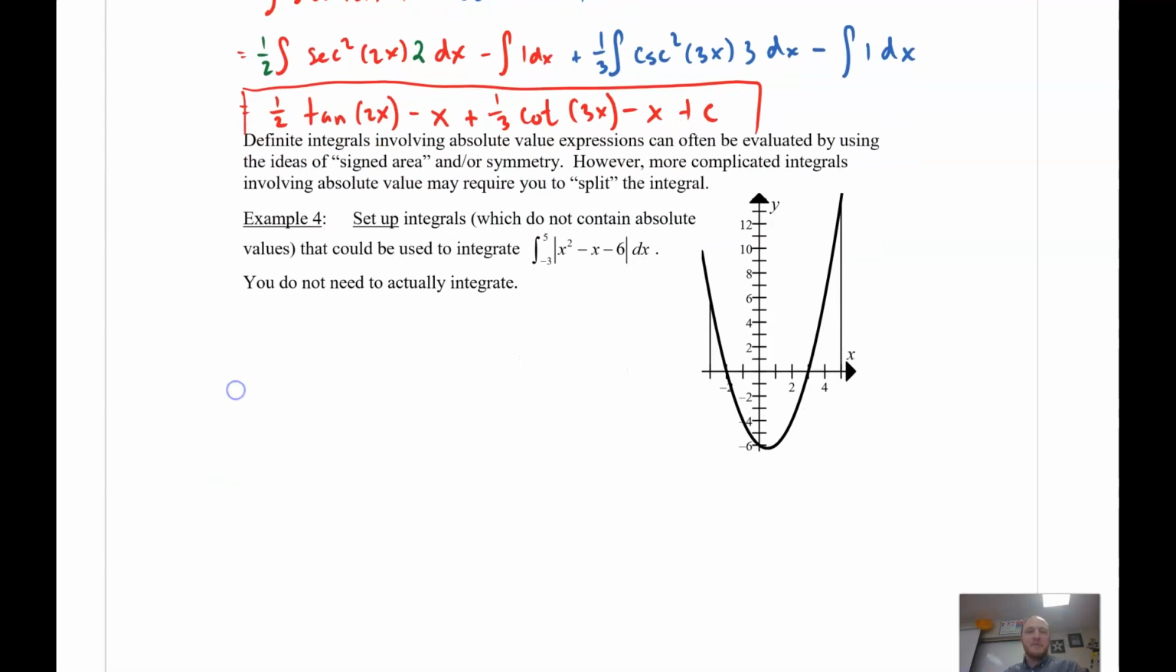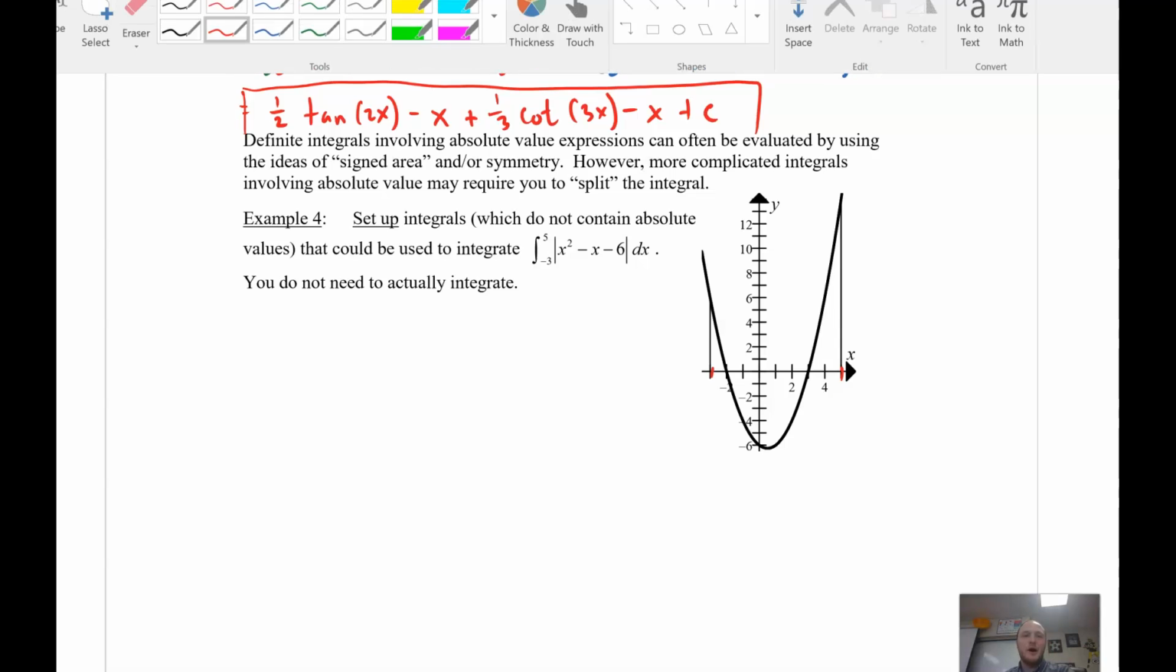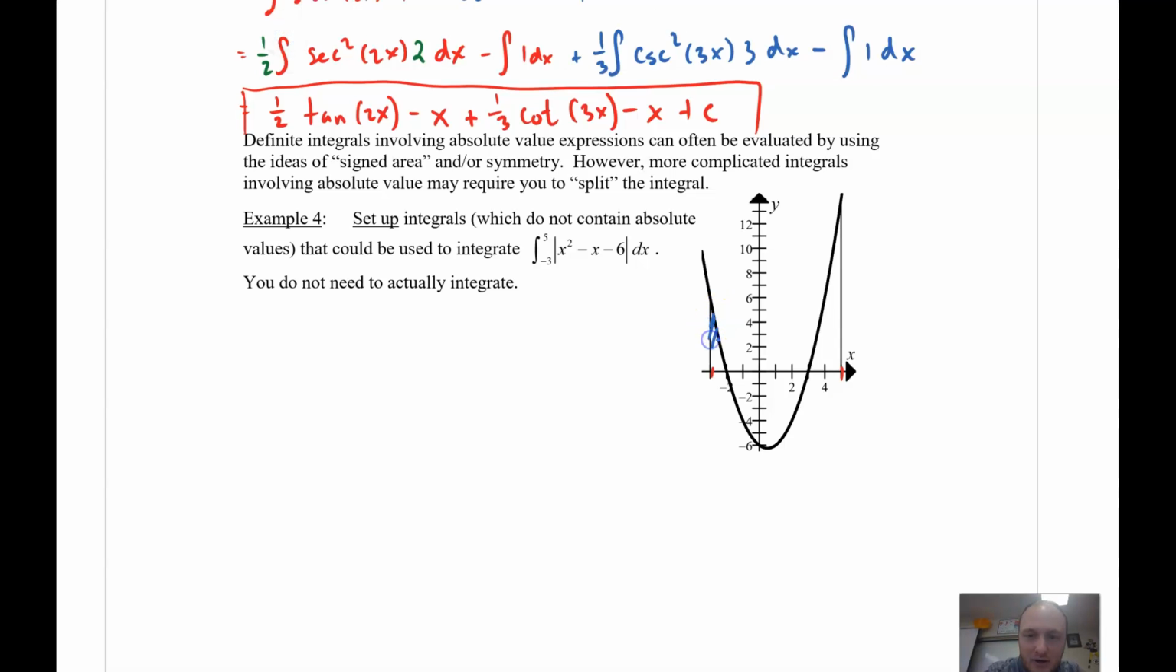Pretty sweet. All right. The last trick I'm going to teach you involves negative signed areas of integrals. So when I want to calculate a definite integral, the signed area, remember if it's above the x-axis, it's positive. If it's below, it is negative. So example 4, they want us to set up an integral, and we don't actually have to integrate it. But of this function here, x squared minus x minus 6 from -3 to 5, which is here. So I have this area underneath the curve, and this area underneath the curve, and all of that will be positive, so the absolute values don't apply there.